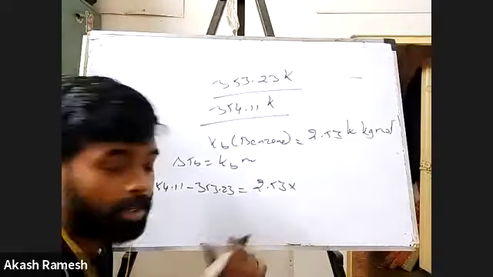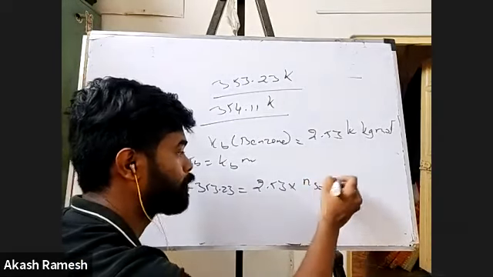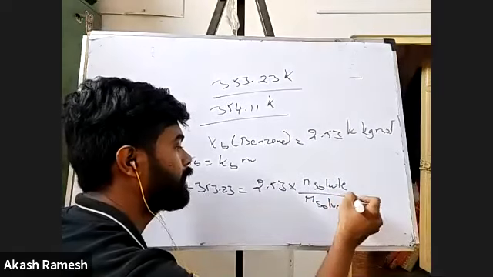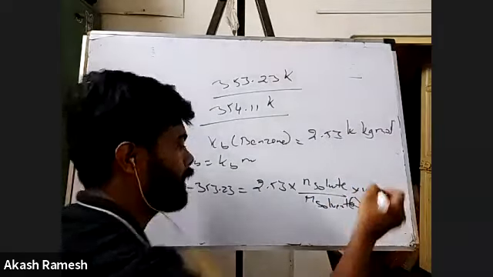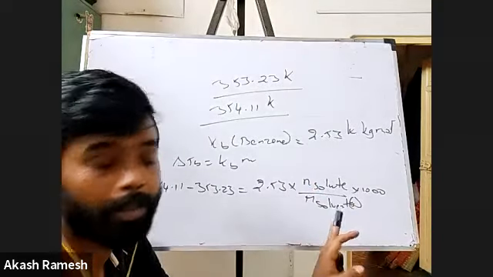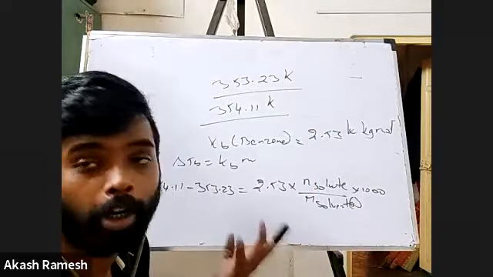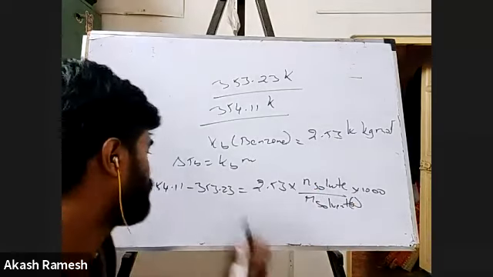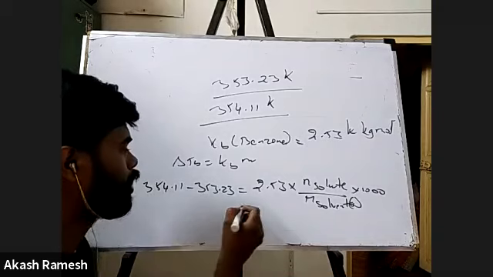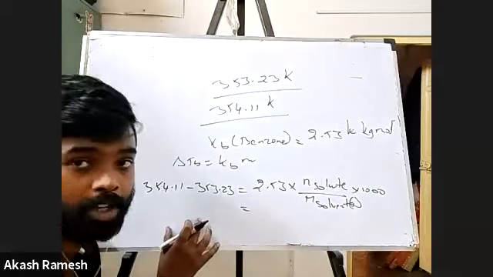Now molality, we know what the formula is: number of moles of solute divided by mass of solvent in grams into 1000. This is the formula for molality. Hope you all remember the formula. If you do not remember the formula, you cannot do the simple question. Okay, fine. So now this difference, you can calculate the subtraction, right?